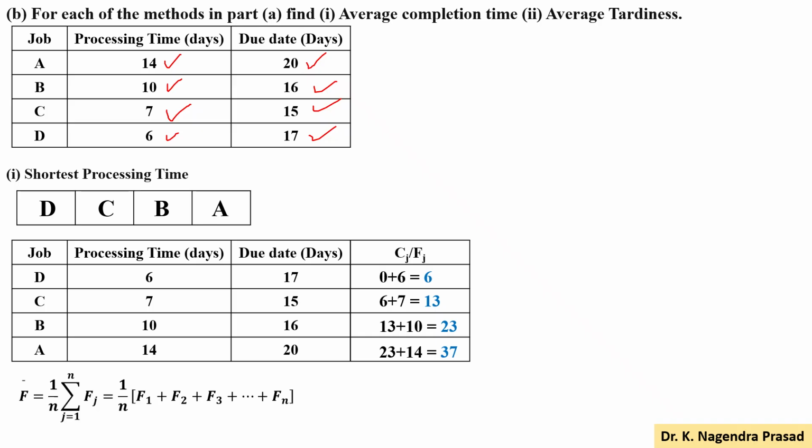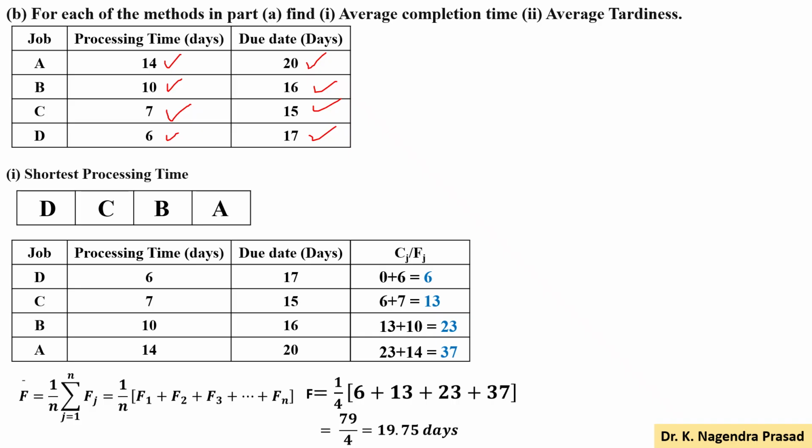Then we have to determine the average completion time. The average completion time is 1 by 4 into 6 plus 13 plus 23 plus 37, which is equal to 19.75 days. So the average completion time is 19.75 days by the shortest processing time.